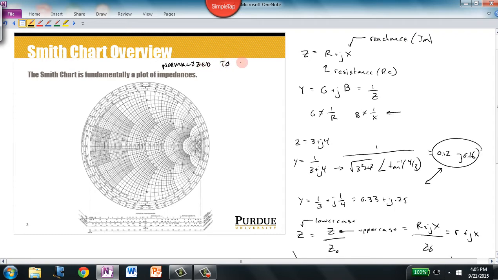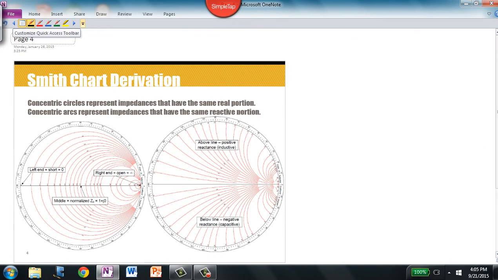And in our case, that's normalized to the characteristic impedance of the transmission line. So let's look at the derivation of that a little bit. On the Smith chart, the real part of an impedance, R, or a normalized impedance, is represented by a series of concentric circles, and they all have a common intersection point at the very right-hand side.